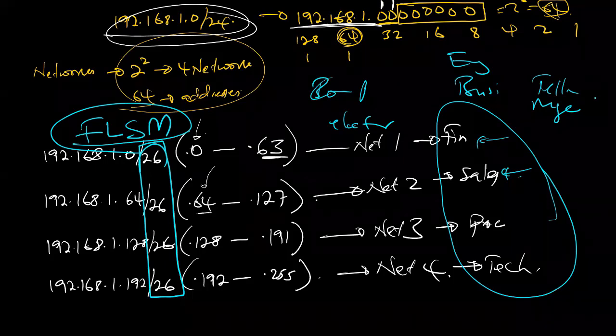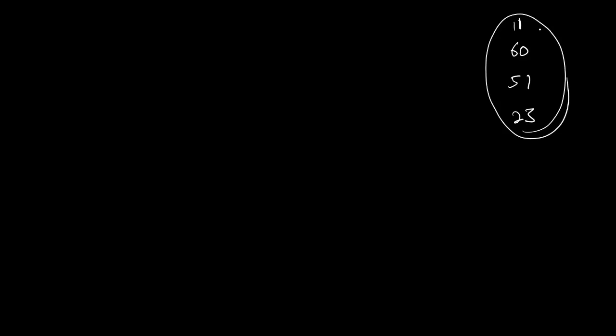So chances are we are going to have a requirement where a department needs 11 addresses. Another one needs 60 addresses. Another one needs 51 addresses. Another one needs maybe 23 addresses. You see, this kind of thing: managers, sales, maybe accounts, maybe technical, something like that. You understand?